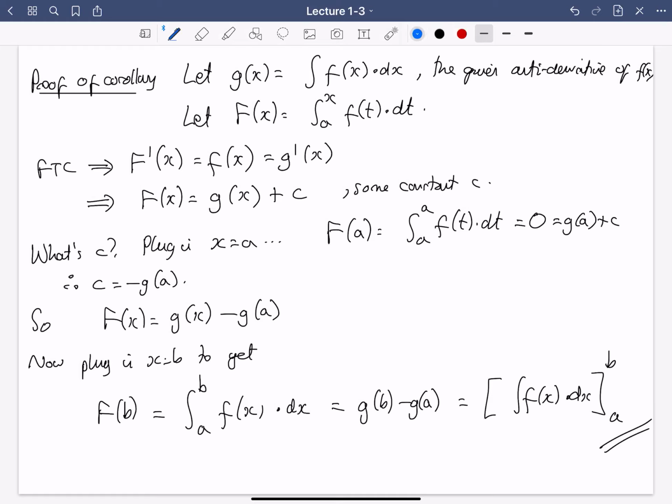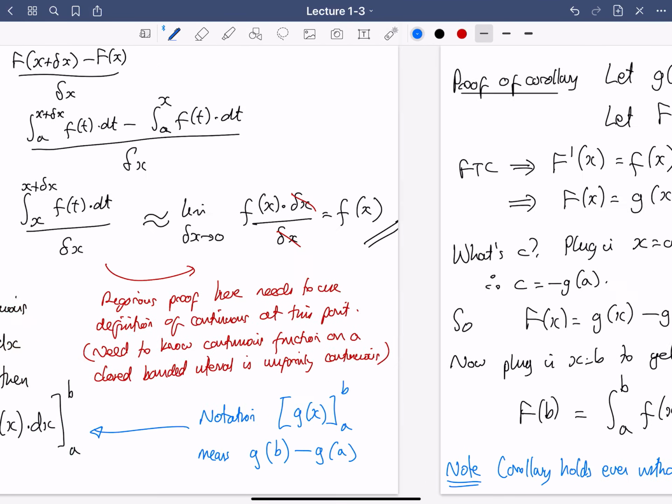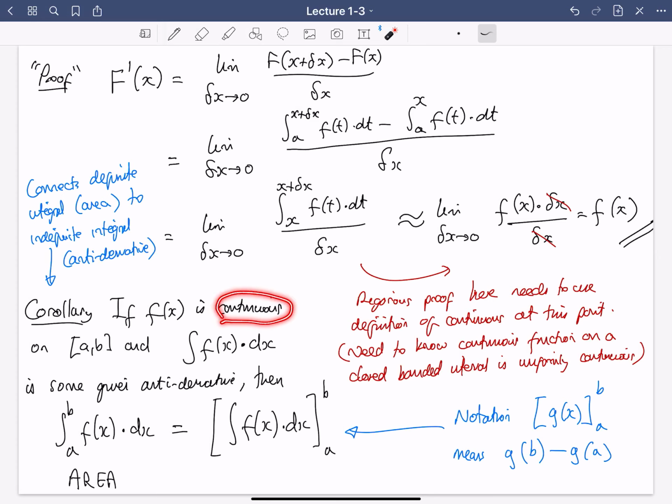Okay, so I'm nearly at the point I want to stop. I should write one little note here. I've proved the corollary using the fundamental theorem of calculus, which depended on assuming that the function was continuous. But actually the corollary holds even without the continuous assumption on f of x. So let's just look at the corollary again. I assumed that f of x was continuous. Actually, you can drop that assumption in this corollary.